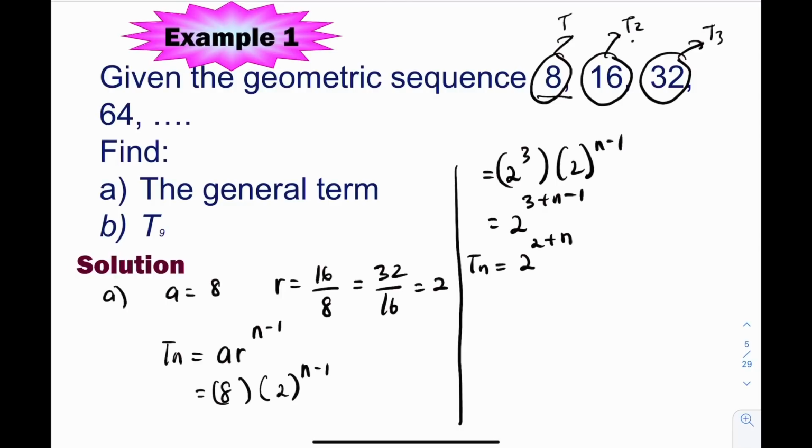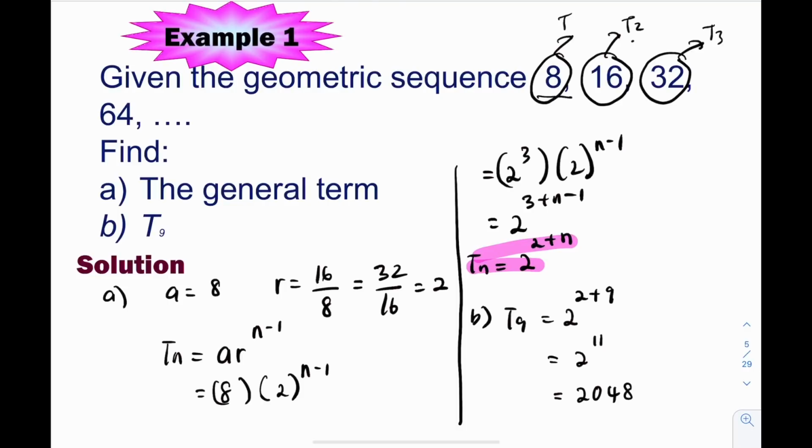In order to find B, which is T9, you just use this formula because we already have the general term. Therefore, T9 equals 2 to the power of 2 plus 9, which equals 2 to the power of 11, and using your calculator, you will get 2048. So this is your answer for T9.